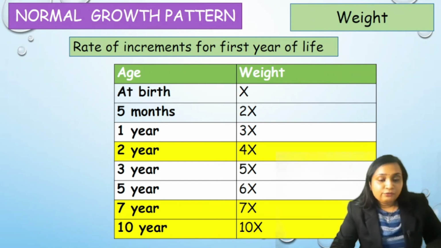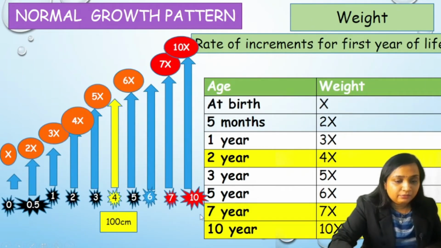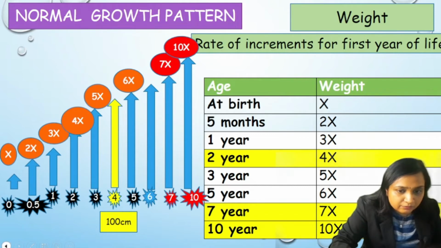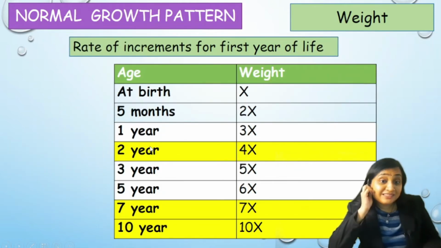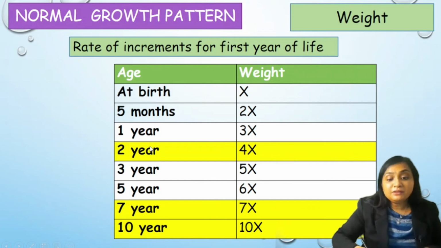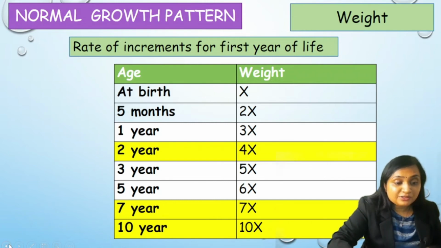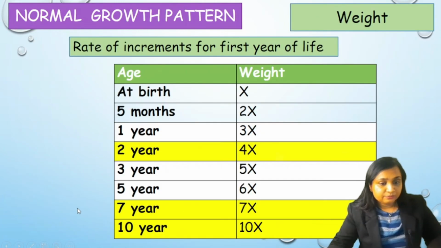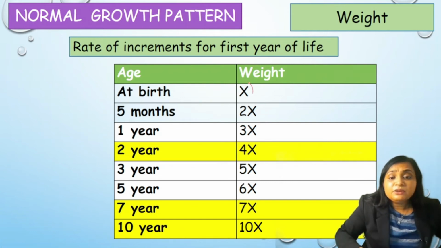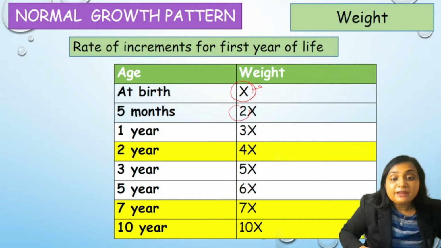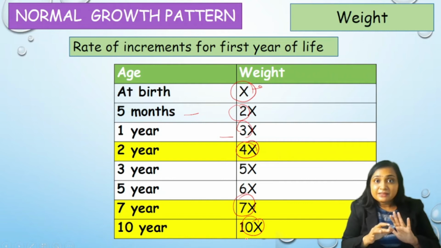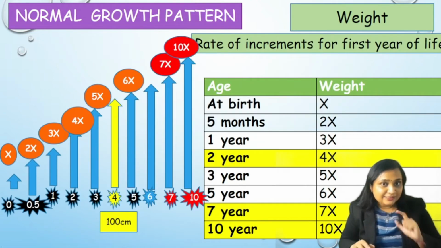So for the ease of remembering, you have to remember this table also, because I have seen so many times the questions are asked from this. See, if at birth we consider x as the birth weight, the child will double the weight 2 times at around 5 months, 3 times at 1 year, 4 times at 2 years, 7 times at 7 years and 10 times at 10 years. Don't get confused. See this graph.